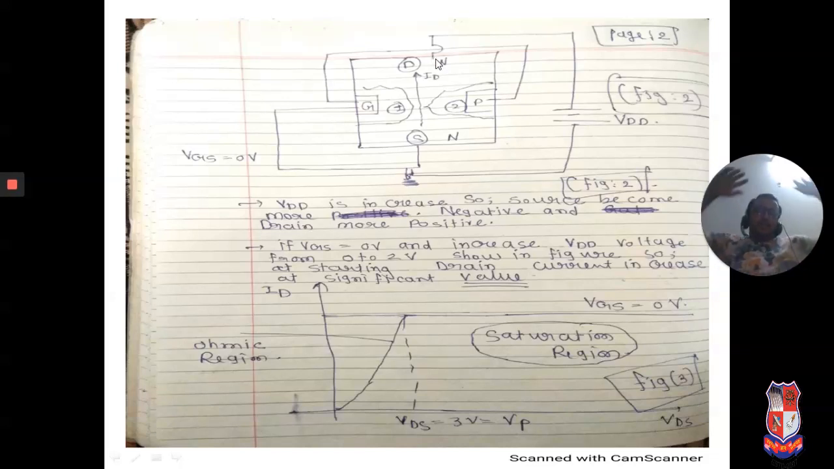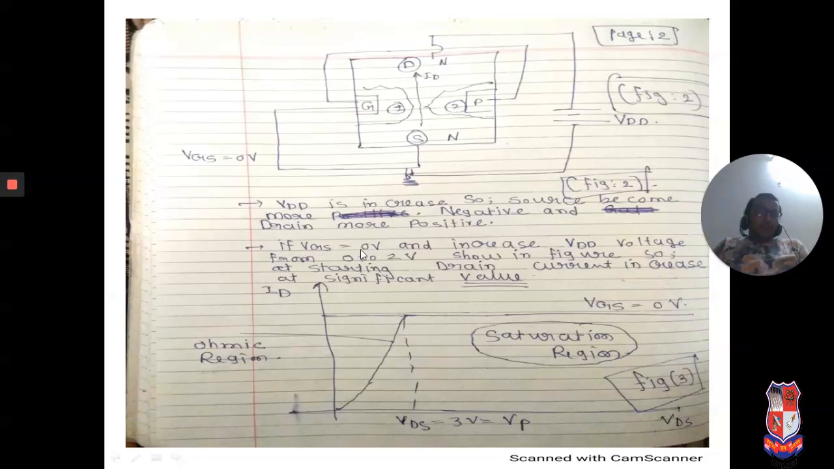Drain terminal consists of which material? Already discussed in the previous case. It is known as N-type material. And remember that point, if N-type material contains the positive voltage, at that time the upper depletion region can be considered as reverse bias. VDD is increased, then source becomes more negative and drain becomes more positive. Obviously drain consists of positive charge, source consists of negative charge. See this position of battery.